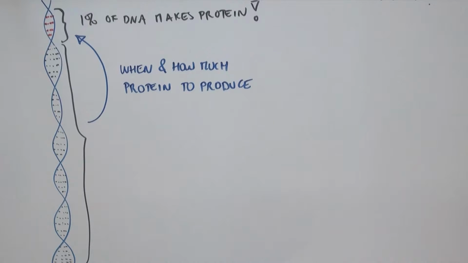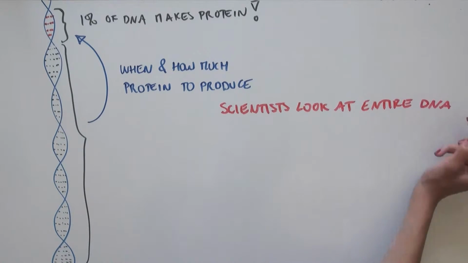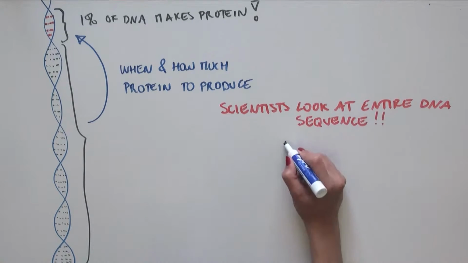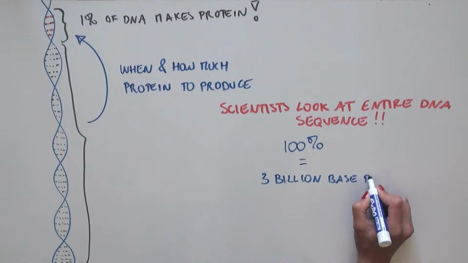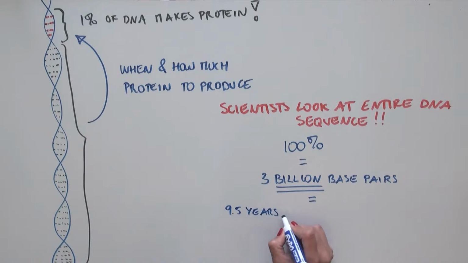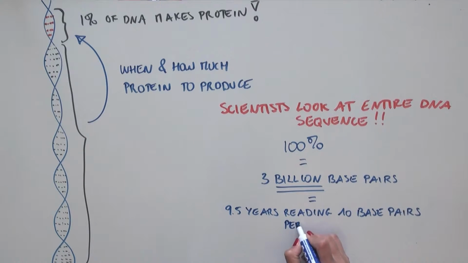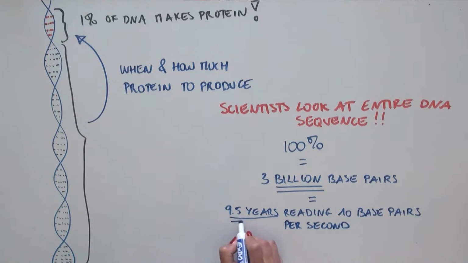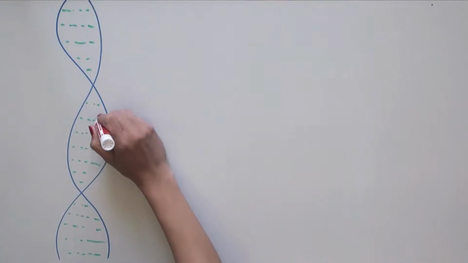And thanks to great technical advances, scientists have recently started looking at the entire DNA sequence of patients. Not just the 1% that makes proteins, but 100% of the DNA, all 3 billion DNA base pairs. If you were to read out loud all of the DNA sequence, it would take 9.5 years, reading non-stop at a rate of 10 base pairs per second. That's a huge amount of information.